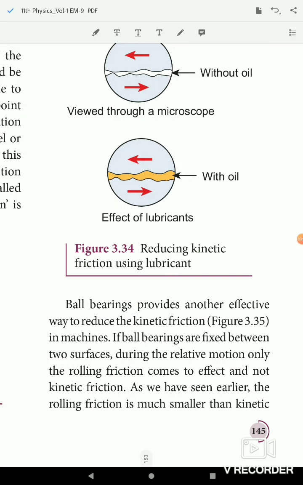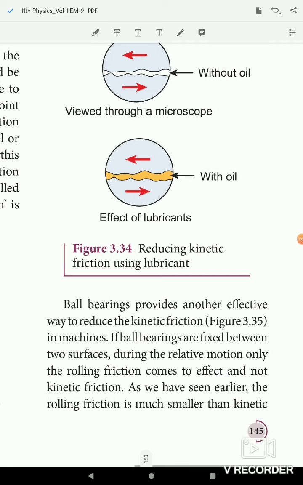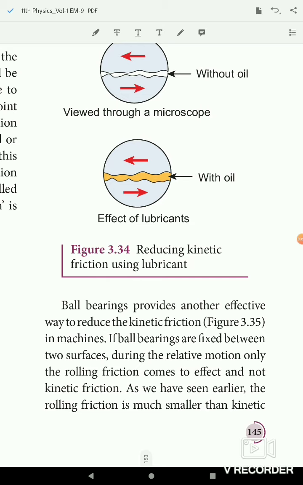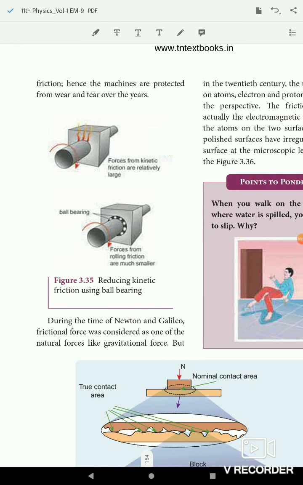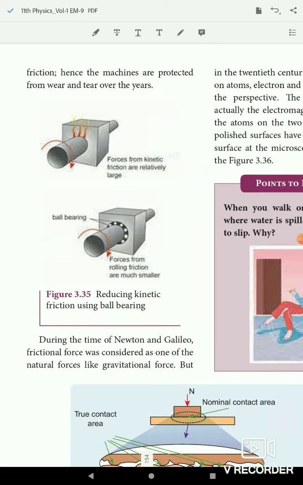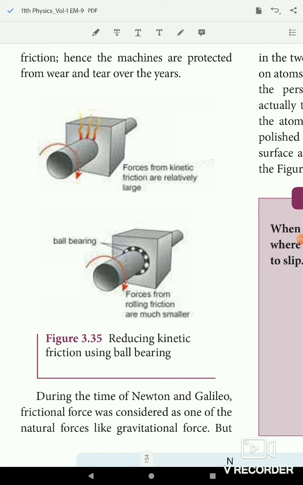Ball bearings provide another effective way to reduce kinetic friction in machines. If ball bearings are fixed between two surfaces during relative motion, only the rolling friction comes into effect and not kinetic friction. As we have seen earlier, rolling friction is much smaller than kinetic friction. Hence the machines are protected from wear and tear over the years. Without ball bearings the force from kinetic friction is relatively large, but with a ball bearing, the force is from rolling friction.